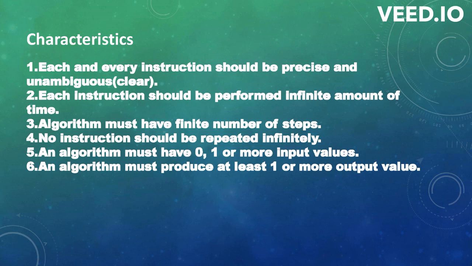Then an algorithm must have a finite number of steps. It should be precise, that is, it should be finite, consisting of a finite number of steps. Then no instruction should be repeated infinitely. That is, a particular instruction should not be repeated again and again, so an instruction should be mentioned only once. An algorithm must have 0, 1 or more input values, and an algorithm must produce at least one output value.